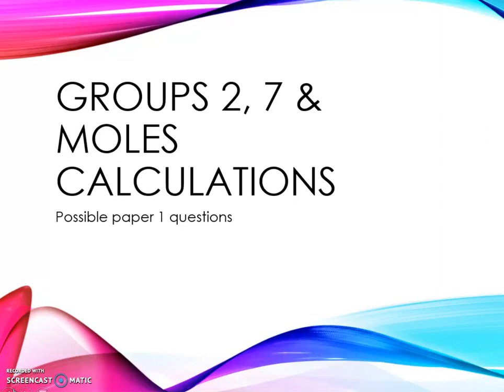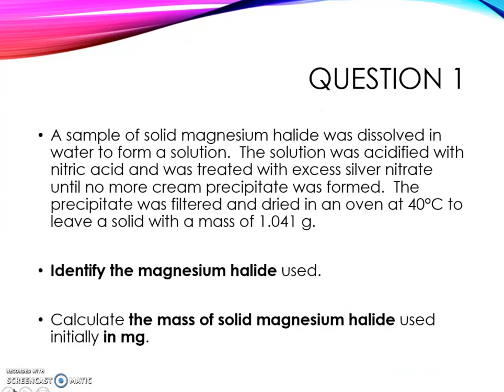In this video we're going to look at questions which combine observations from Group 2, Group 7 Chemistry and moles calculations. This is something that could possibly come up on your paper 1. So here's the first question.